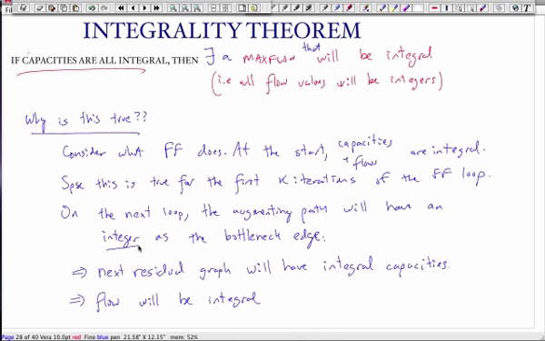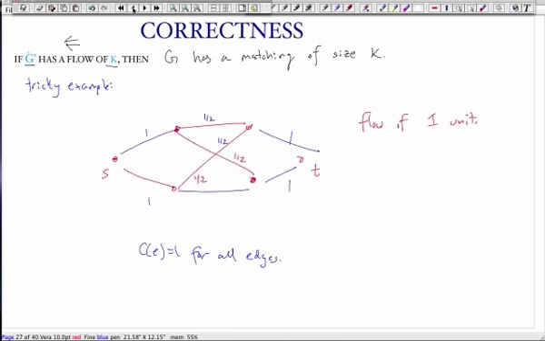Question? Yeah. So in the last slide, is the capacity on all edges 1? Yes, the bottom statement. So then when we find a path, oh, sorry. The way to interpret this graph, these values are all flows. Okay. So one unit is flowing here, a half is going there, and a half is going there. One unit is flowing here, and a half is going here, and a half is going here.